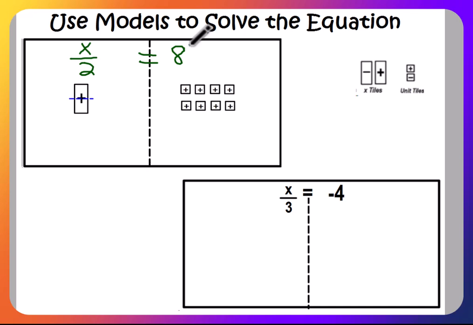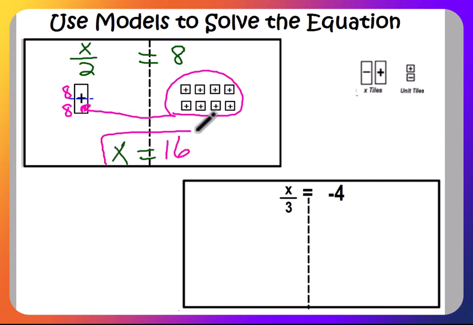But when we solve this, we're not looking for the value of half of the x. We're looking for the value of 1 whole x, right? We want to know, what does 1 whole x equal? So what you're going to do, this 8 right here represents half of x. So if this half of x is 8, that means this half of x is also 8. So what does the total x equal? Well, 8 plus 8, which is 16. X equals 16.